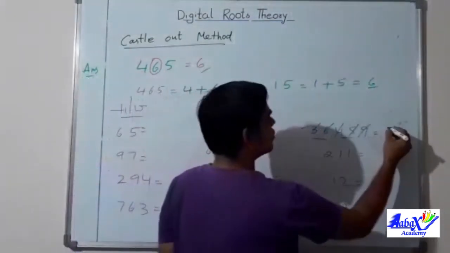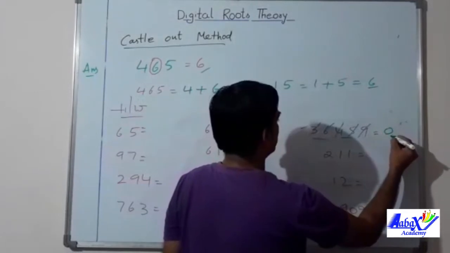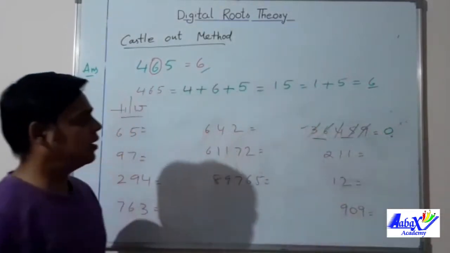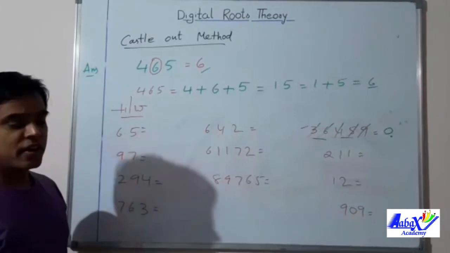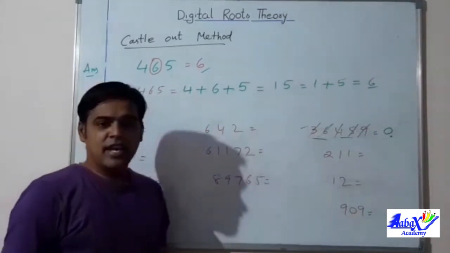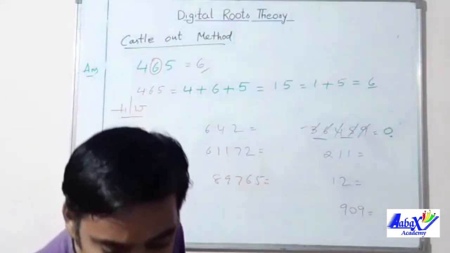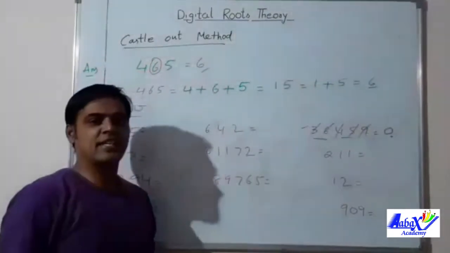So the digital root of this sum is also 0. That's all. It's very simple. I hope you are getting my digital root. So now the next point: how and in which areas it is useful.